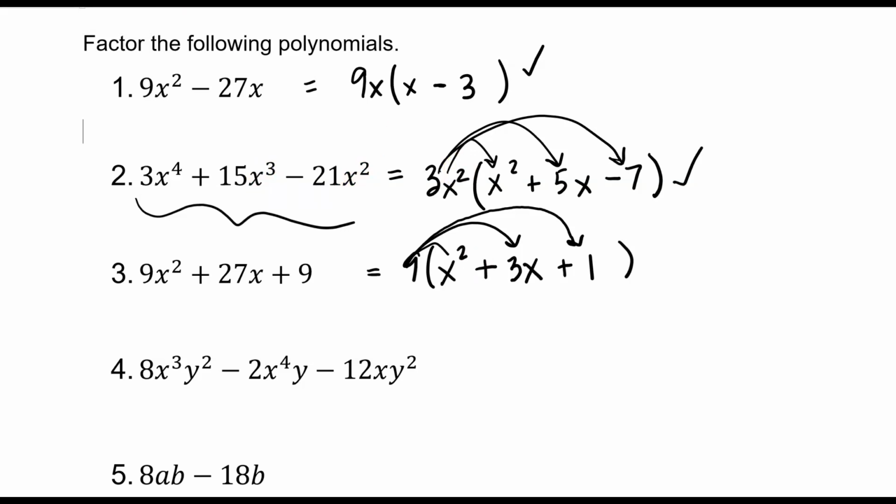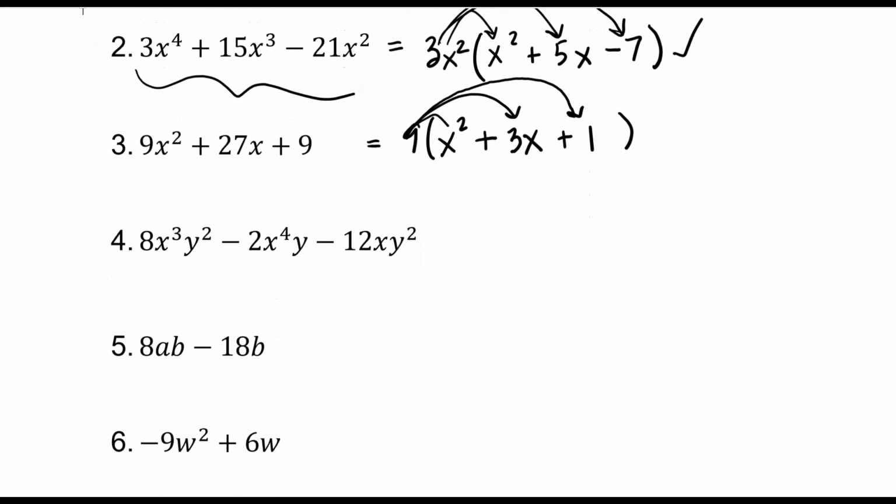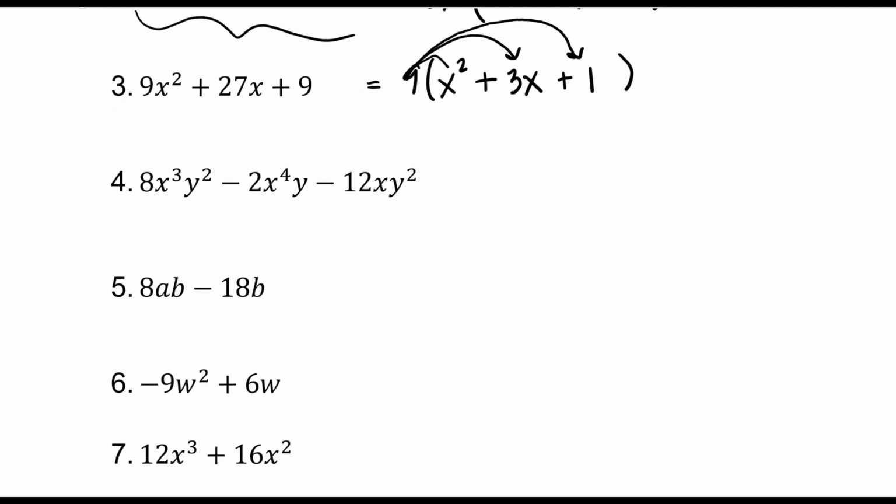Moving on to number 4. Look at our coefficients first. We see we have an 8, a 2, a 12. Let's take out a 2, and we have an x cubed. We have an x to the 4th. We have just one x there. So notice we only take out the lowest number for the variables.